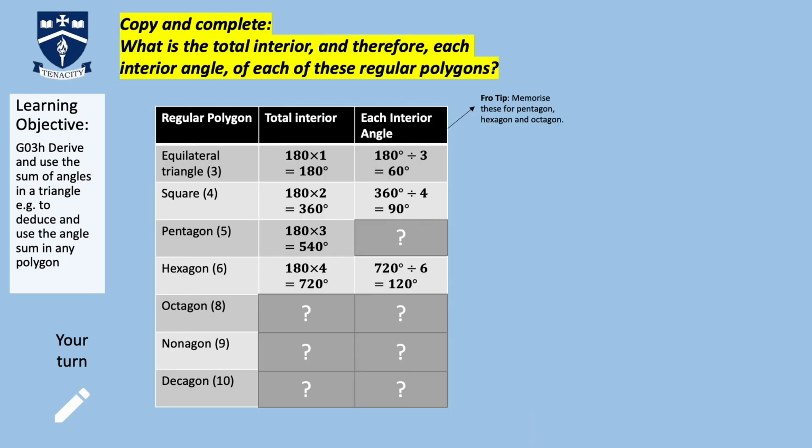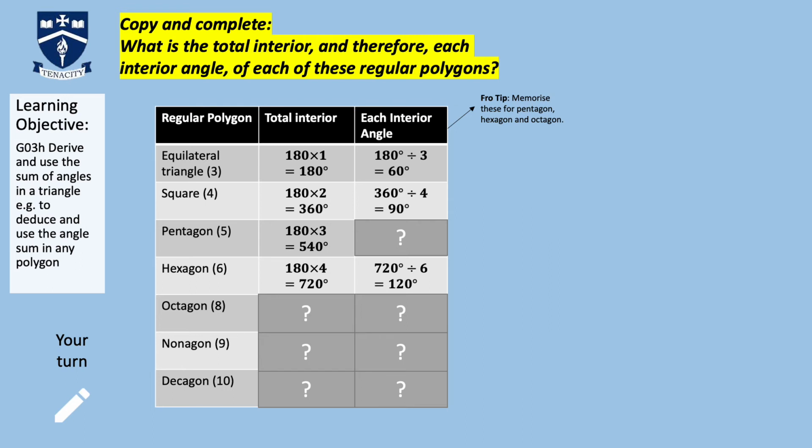Okay, copy and complete the following table. What is the interior angle for each polygon? Therefore, what is the sum of the interior angle for each polygon? So total interior just means sum of interior, just remember that. And therefore, what is one interior angle for each regular polygon? Remember, this is saying regular polygon. I've done some of them for you.